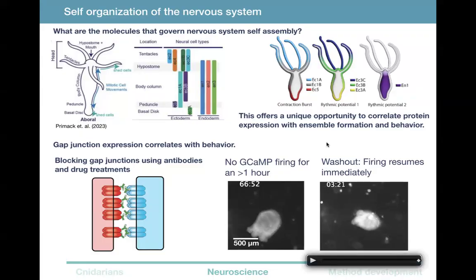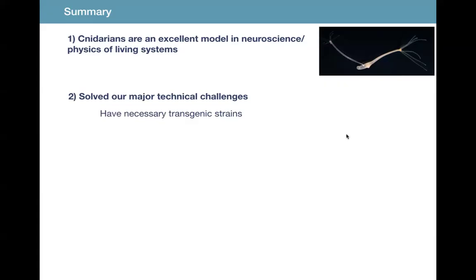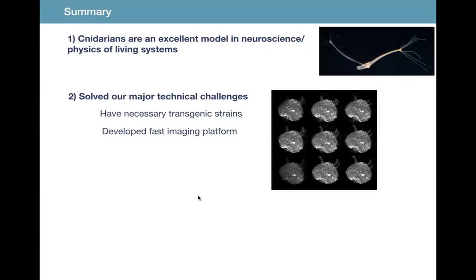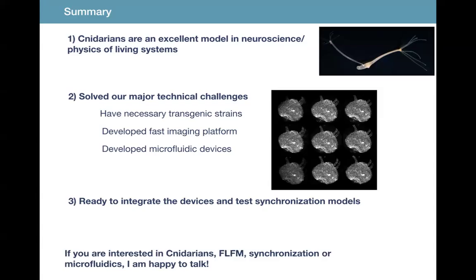And so with that, I hope I convinced you that Cnidarians are an excellent model for studying neuroscience and the physics of living systems, that we've solved our major technical challenges by making these transgenic strains, developing this fast imaging platform, and microfluidic devices, and that we're really at a point where we're ready to integrate all these devices and test these synchronization models. So if you're interested in Cnidarians, light field microscopy, synchronization, or really anything else, I'm happy to talk.